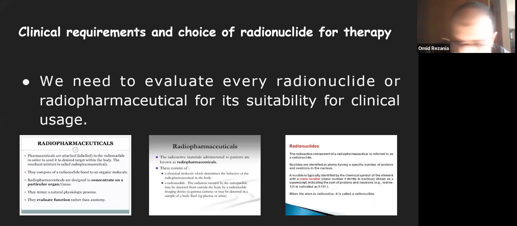Oh my God, this is phenomenal. I never knew this before. Radiopharmaceuticals, chemical. Okay, radionuclide. Okay, and the last slide.